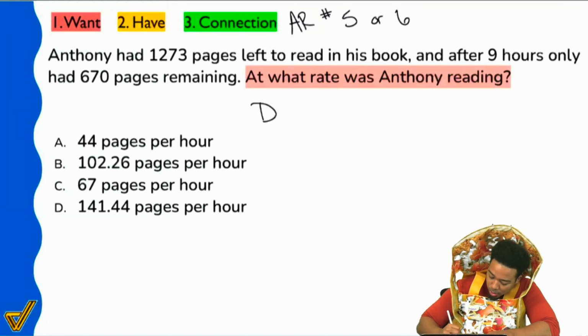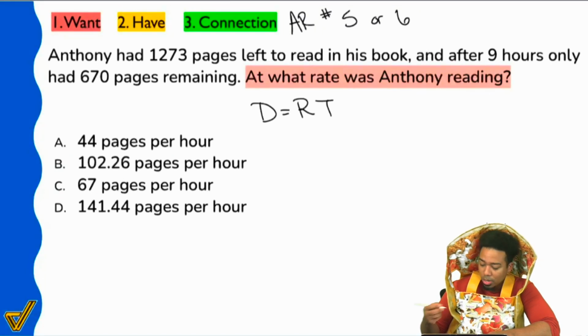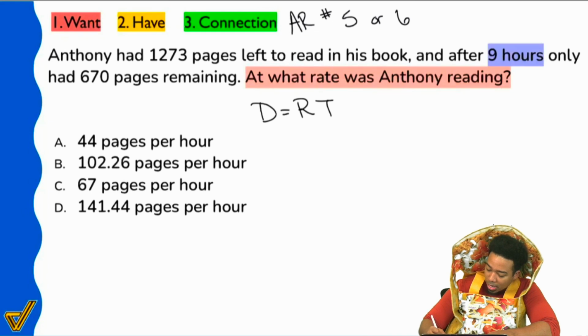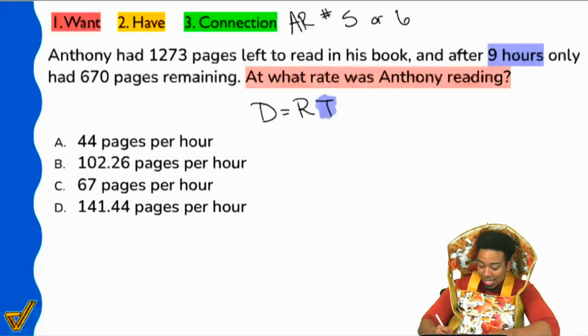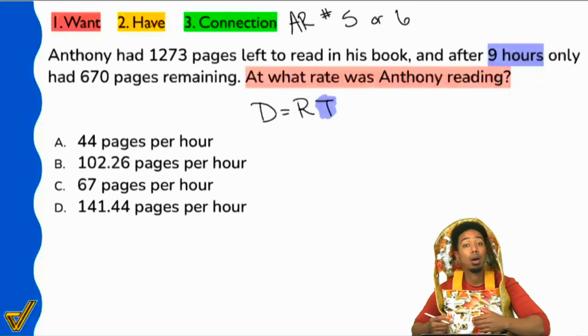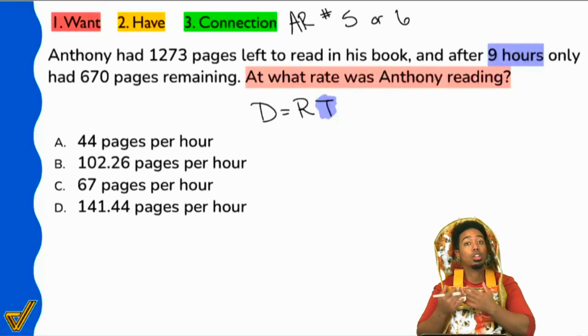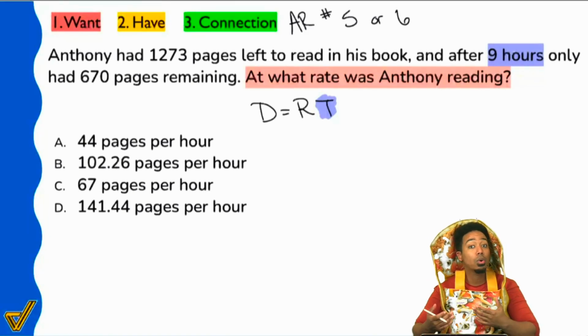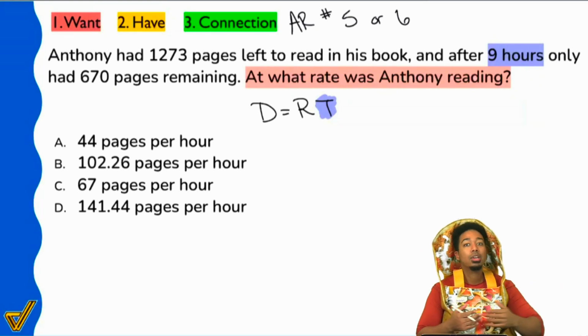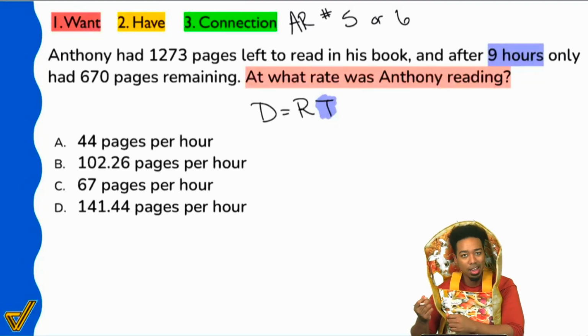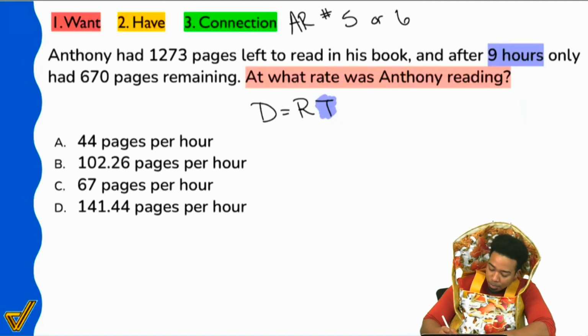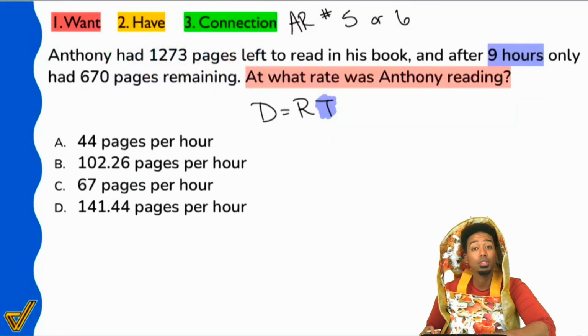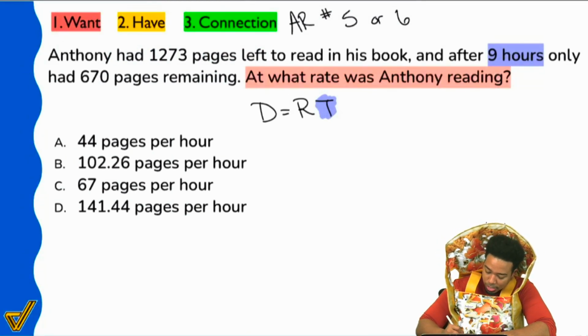So using distance equals rate times time, everyone, we know the time. We know that that's going to be right over here. That'll be 9 hours. But if we want to know what that distance is going to be, well, we need to understand how many pages were read. Because again, if we're looking at the rate that Anthony's reading at, we need to know how many pages Anthony read to know the distance. We need to know how long Anthony was reading for to get the time. So we have the time, but the distance is a little weird because we have the start number of pages left and the ending number of pages left. So if we subtract them, everybody, is it true that we'll get what we need? Absolutely. So let's go ahead and get that done.